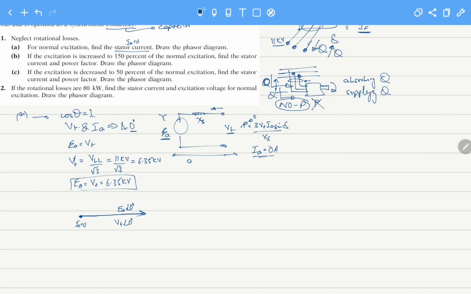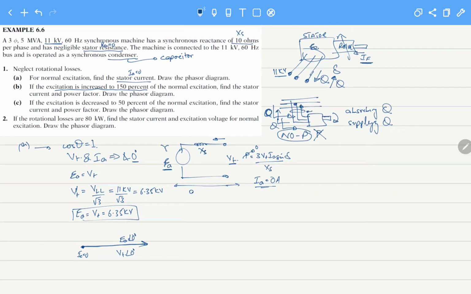The next part states that if excitation is increased to 150%, this means that If is increased to 150% of the flux in the machine at normal excitation. Find the stator current and power factor. What will now be the stator current and what will be the power factor? Draw the phasor diagrams.